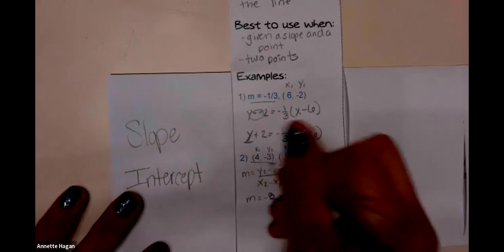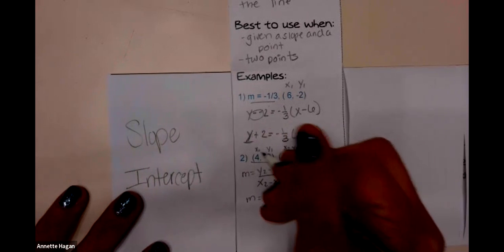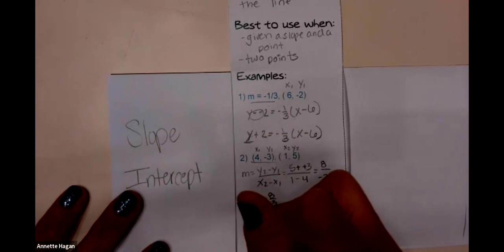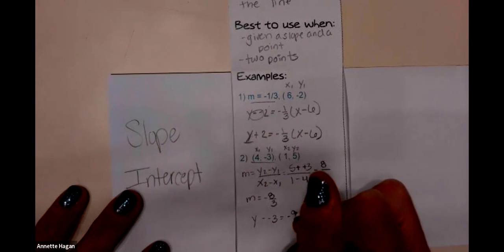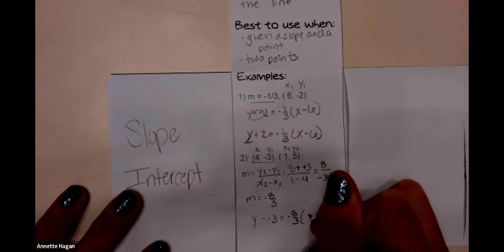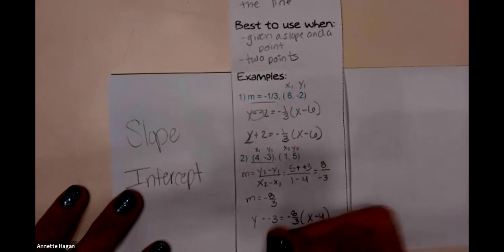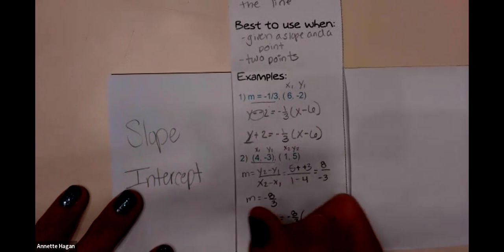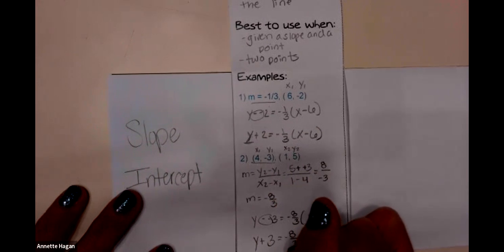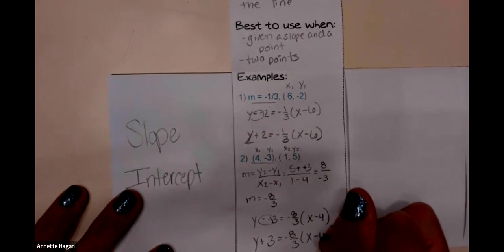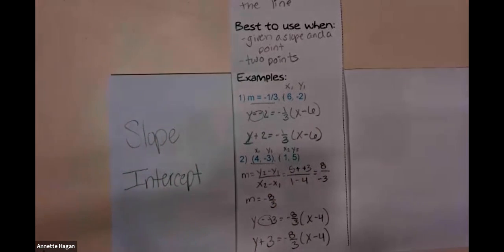So I always just use the first one because I already have that labeled x1, y1. So I will just do y minus negative 3 equals negative 8/3 times x minus 4. That's going to become a plus. So y plus 3 equals negative 8/3 times x minus 4. And that's my point slope form.